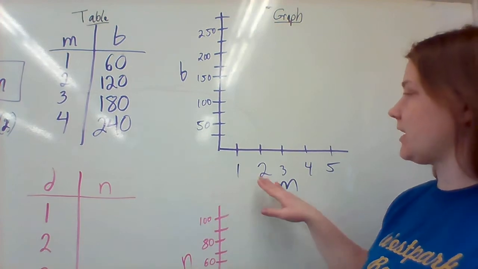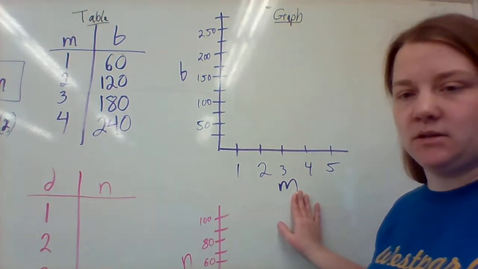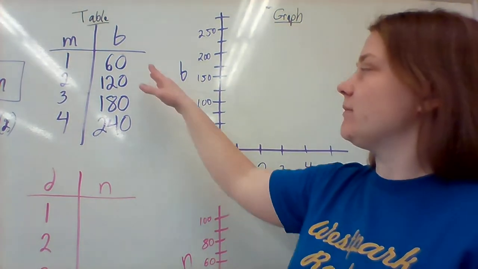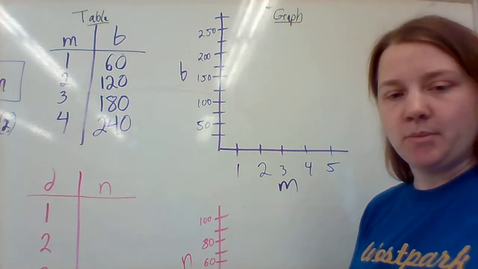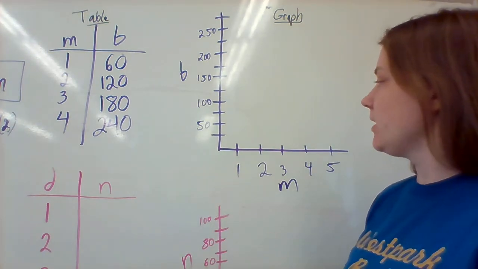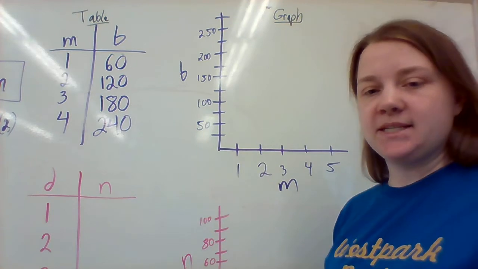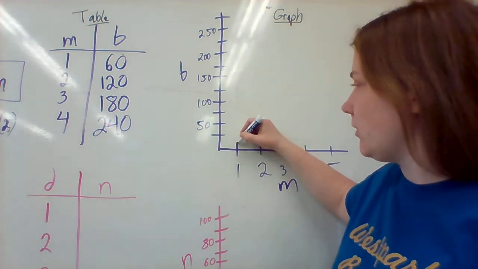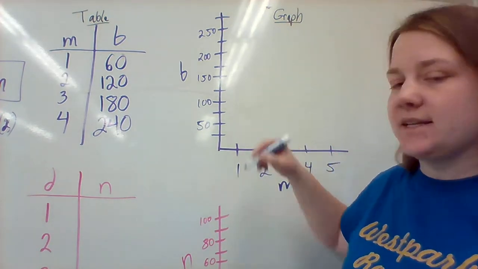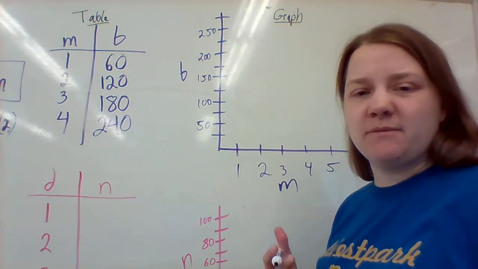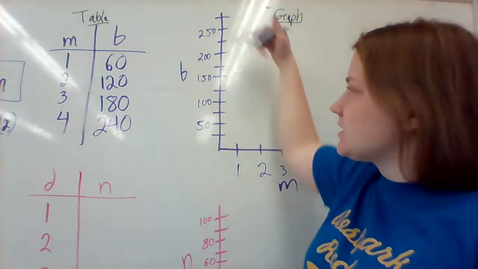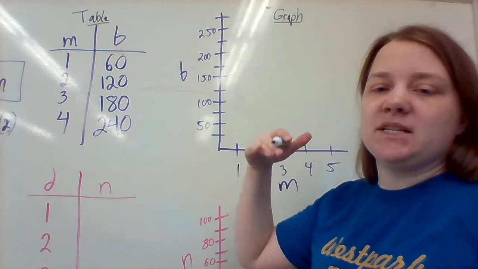Now, we have a graph here. We have the minutes, m, down below, and we have the beats, b, up above. So let's take a look at that. In 1 minute, there was 60 beats. So I'm going to go to the 1 and I'm going to go up to 60. Except I didn't make 60 on the graph because there's going to be a lot of numbers, so I put it up by 50s each time.